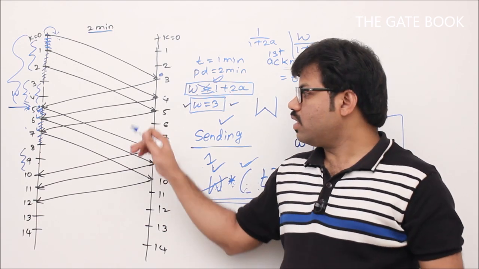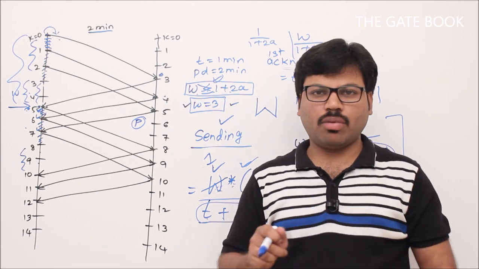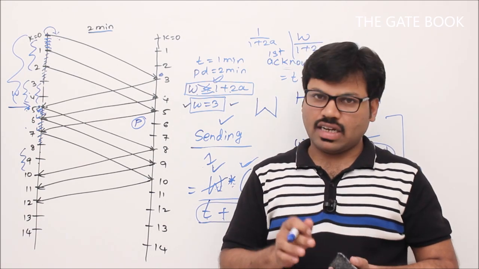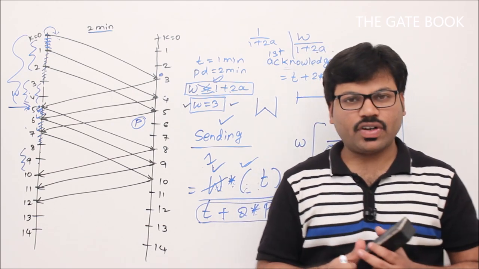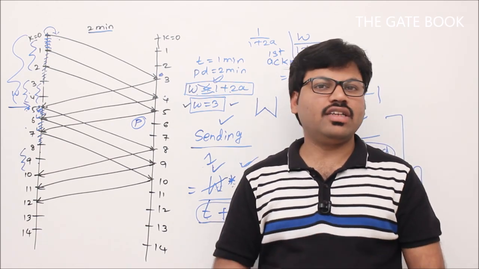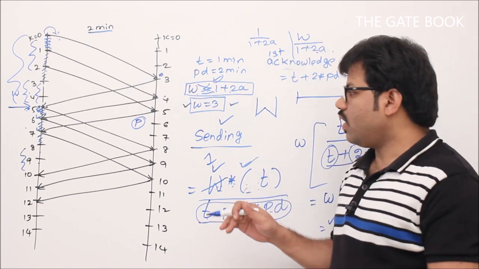But when there is error, let's assume a packet has error with probability P. Then what will be the channel efficiency? What will be the channel efficiency in Go-Back-N protocol, and what is the channel efficiency in SR protocol? They are definitely different. Why are they different? I will tell you.